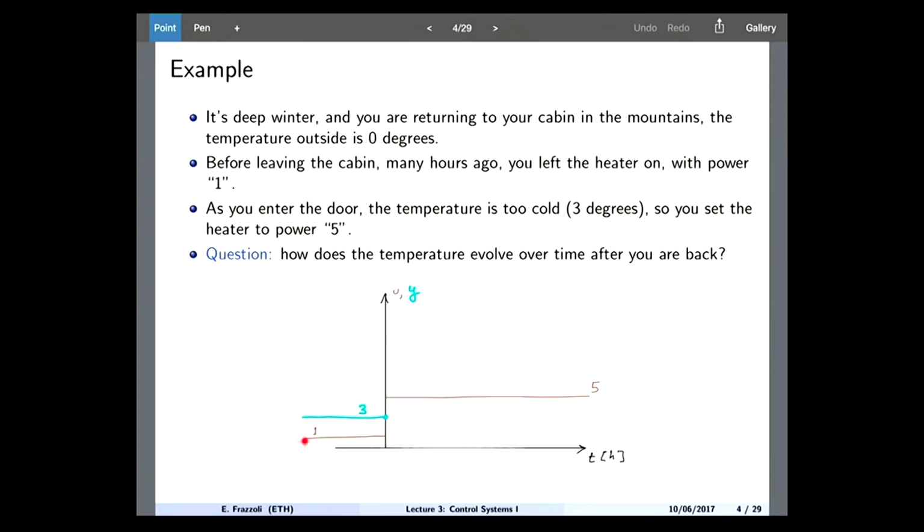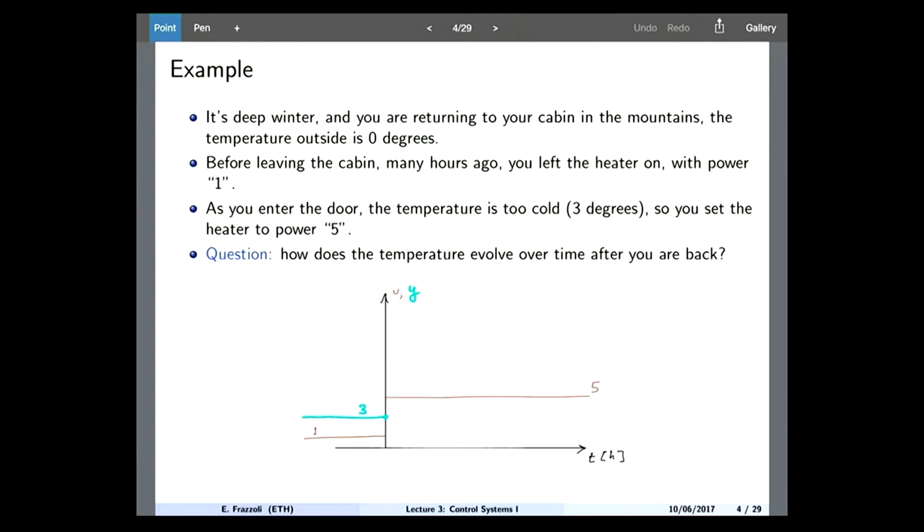So in the past, the heater was set to 1, okay? And what I know is that when I open the door, the temperature was 3 degrees. And now, from now on, I set the power to 5, and I would like to understand what will happen to the temperature. What do you think will happen?